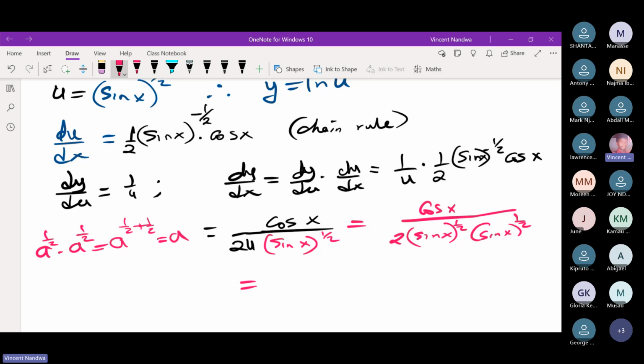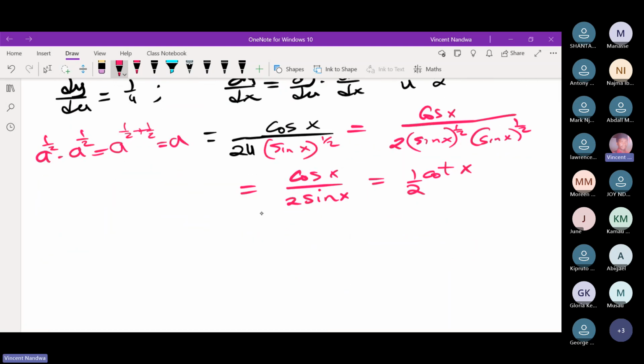Please revise your form 2 work. So this will be cosine x over 2 sine x. So if you like, you can write this one as a half, cos over sine. Cos over sine is the same as cot. So that reduces to a half cot x.